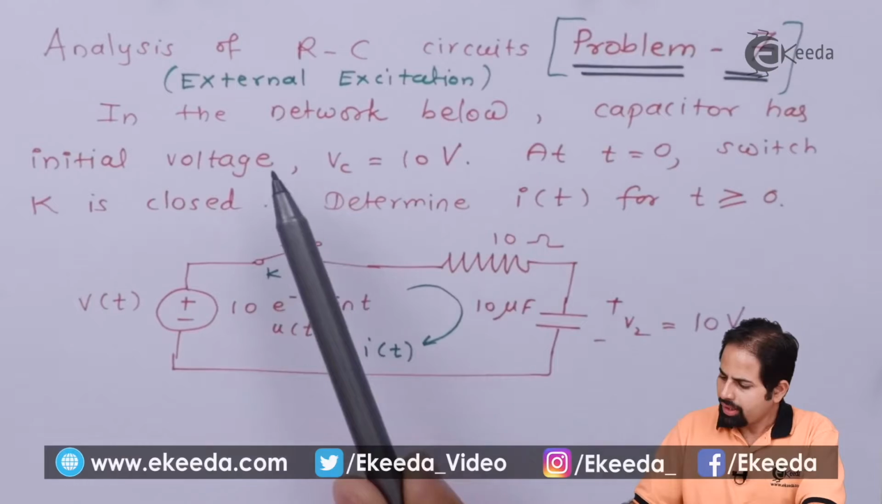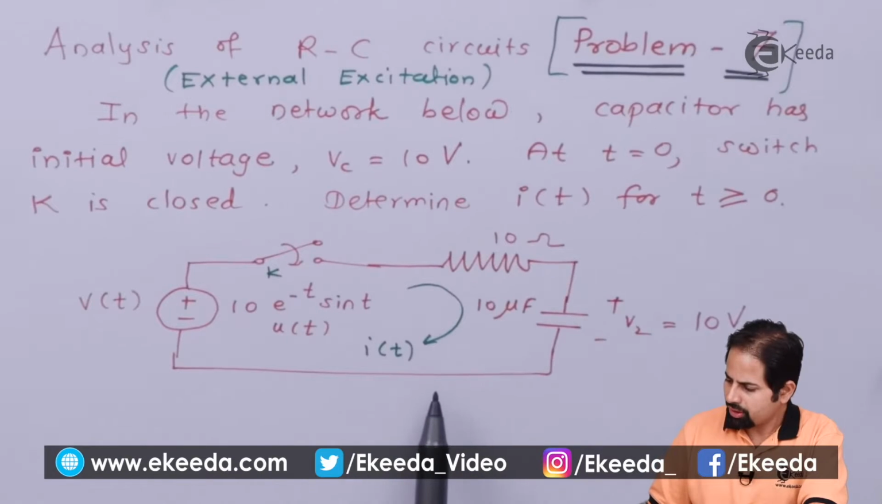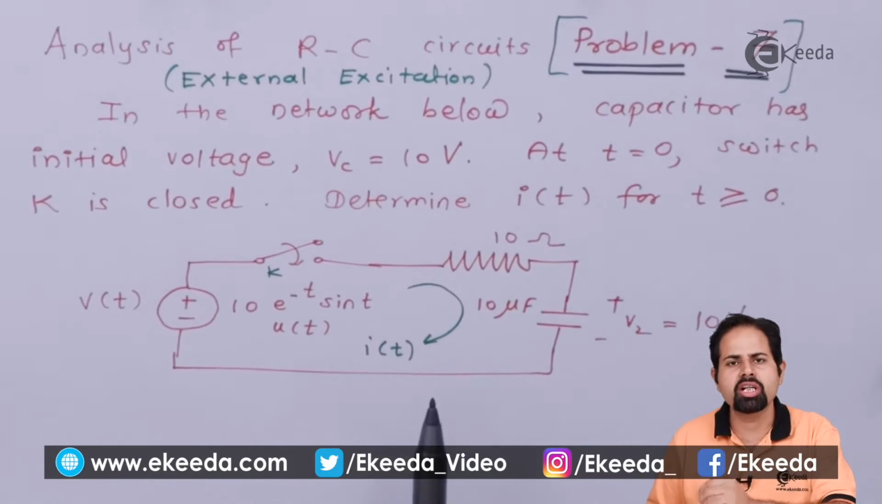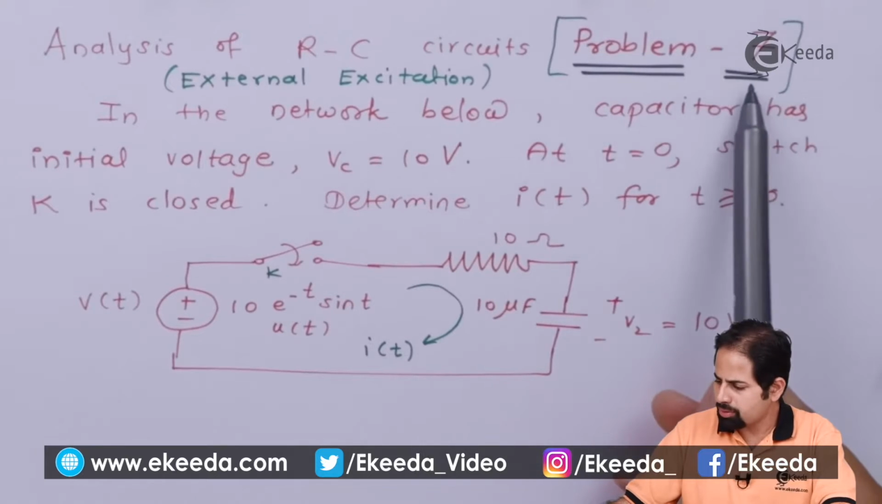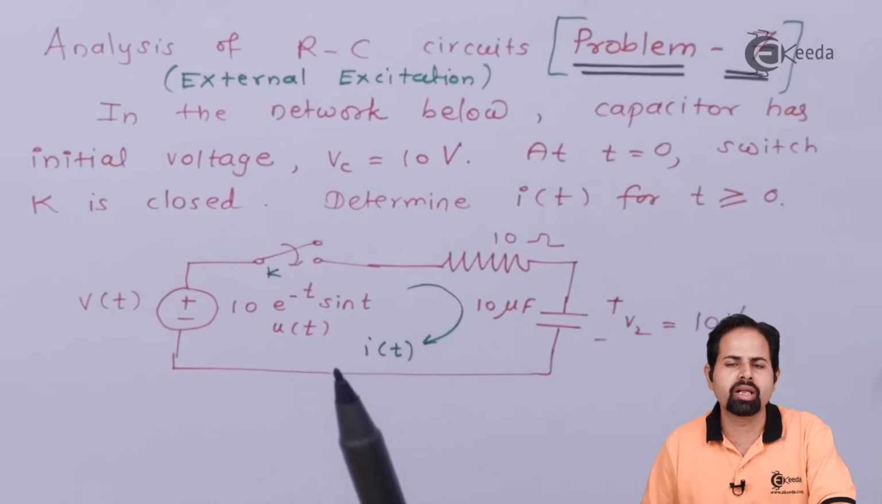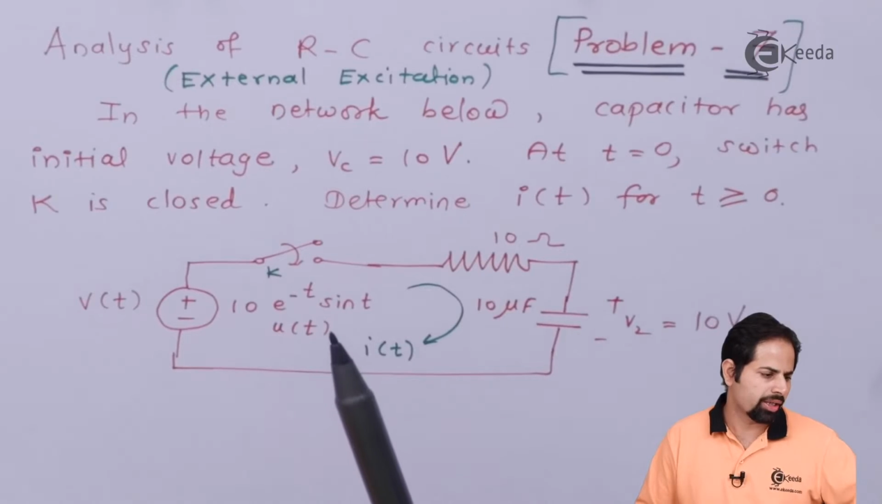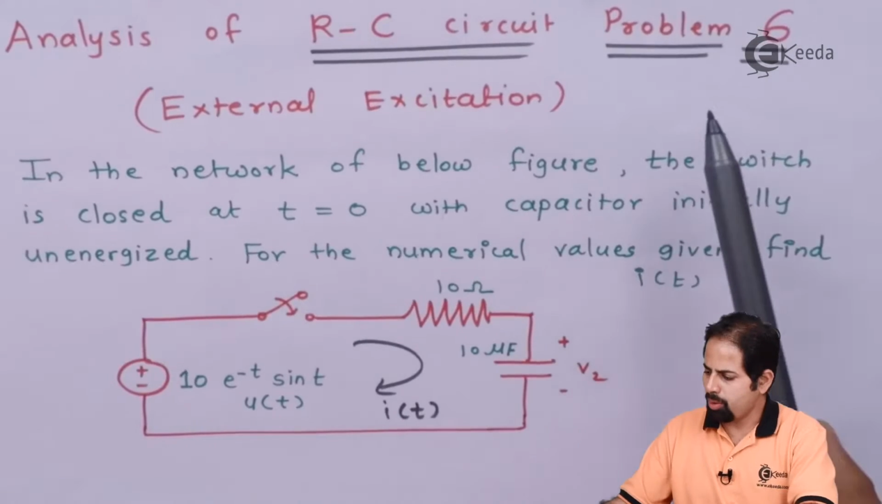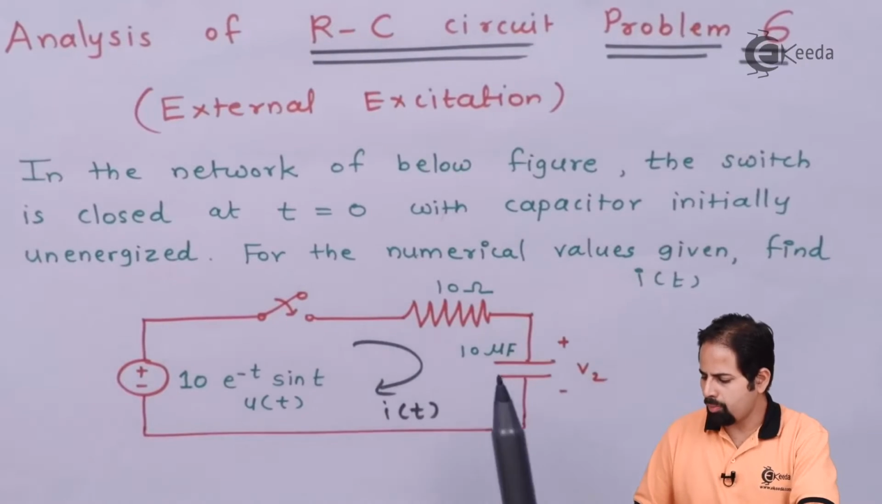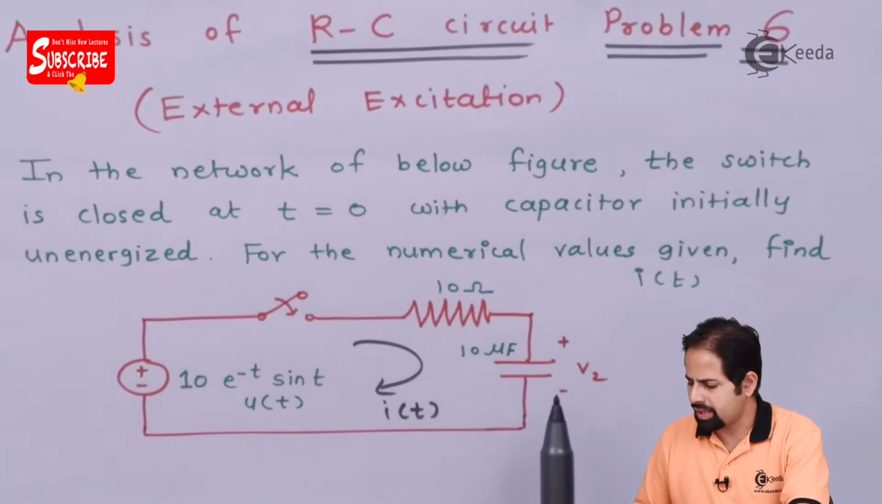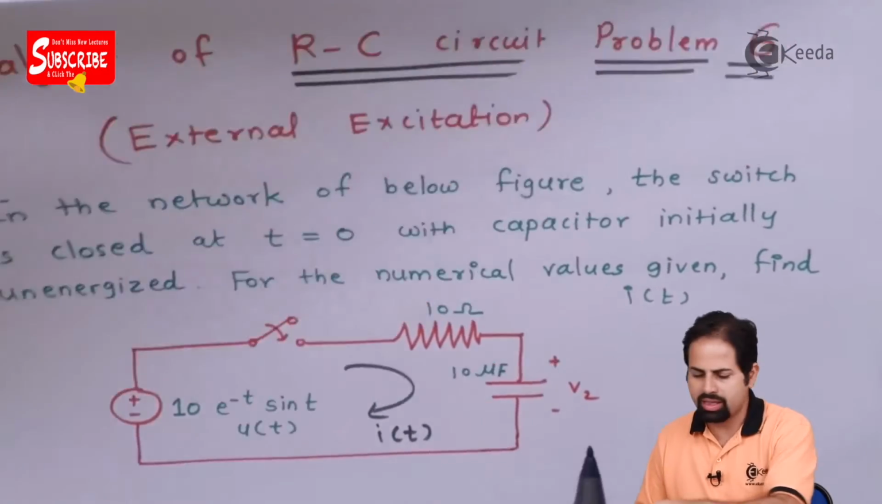Well, you can see here in the network below, the capacitor now has an initial voltage. Now this problem number 7 is much similar to problem number 6. I can show you problem number 6. This was the problem number 6 that we did. The same problem we are taking, but now our capacitor has some initial voltage. So that is the difference.